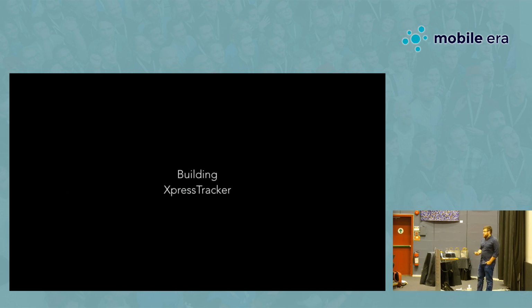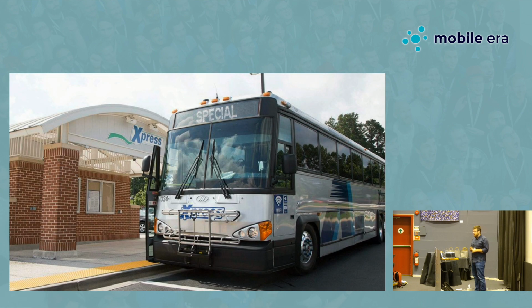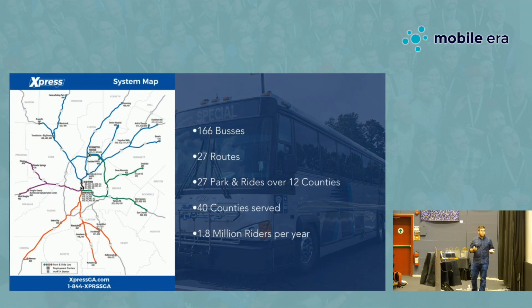So how did I build ExpressTracker? To understand why I needed to build an extra app, or why I couldn't use any of the existing apps, we have to talk about the ExpressGA bus system for a minute. The ExpressGA bus system over Atlanta, or over most of Georgia, is really 166 buses. It's 27 routes, 27 park and ride lots, 12 counties, 40 counties served, and 1.8 million riders.